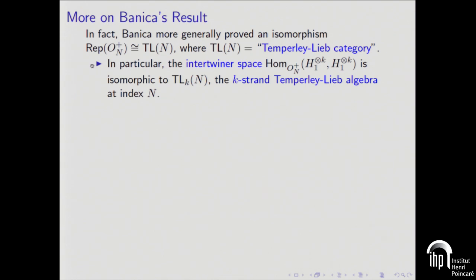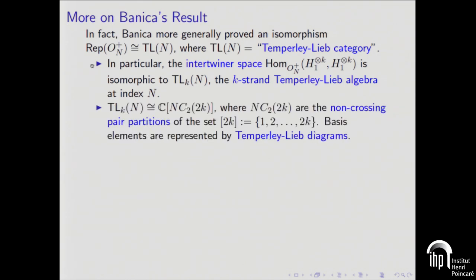For us, I just want to give a basic idea of what this is. What Banica showed was, if you want to study representations, you need to look at tensor powers of the basic representation and look at the invariants of that. It turns out that this algebra of linear maps, which are invariant under the quantum group, is isomorphic to the so-called k-strand Temperley-Lieb algebra at index n. Here I'm looking at k-fold tensor powers and quantum group intertwiners. What is this Temperley-Lieb algebra? TL_k(n) as a vector space is just the linear span of non-crossing pair partitions of the set of 2k elements, and the basis elements are represented by Temperley-Lieb diagrams.